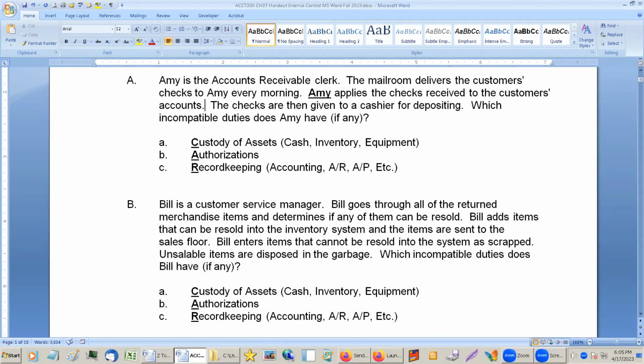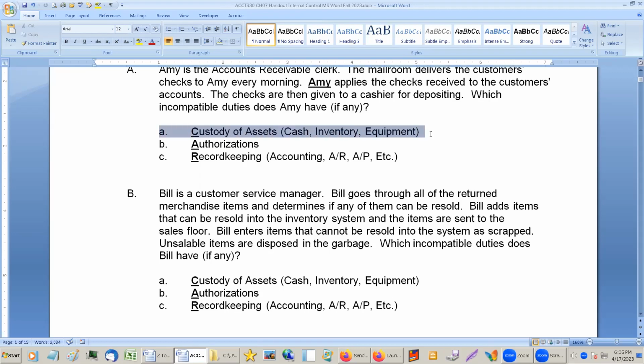The checks are then given to the cashier for depositing. Which incompatible duties does Amy have? Okay, this is all about Amy. So Amy gets the checks, she applies them to the accounts, and then she gives the checks to the cashier. A. She certainly has custody of the asset, the cash. And does she have any other duty? Would be C, record keeping? She has 2 of them.